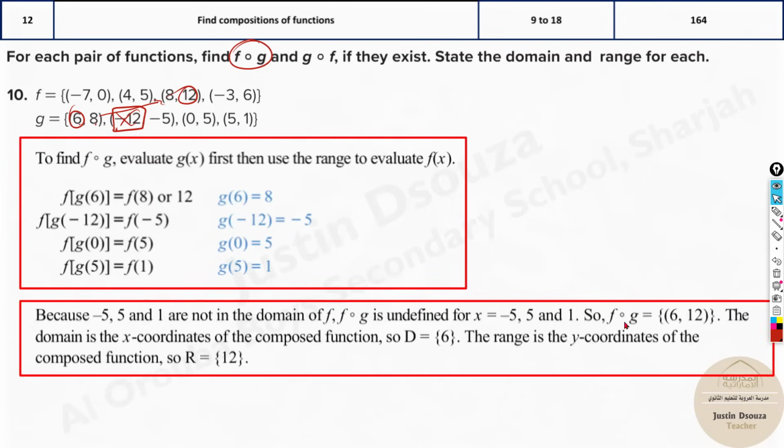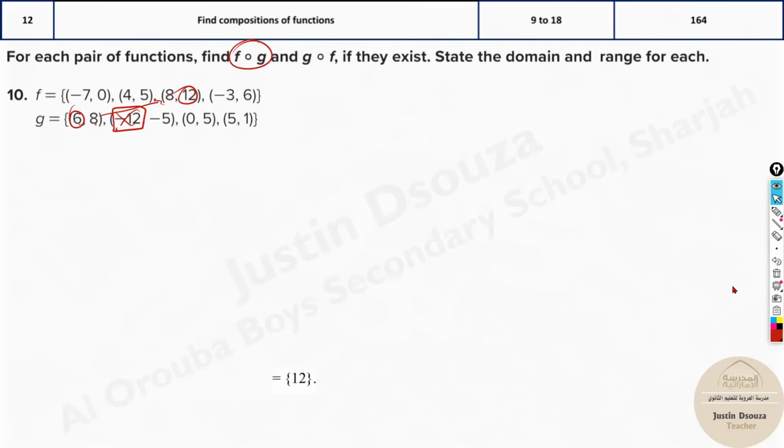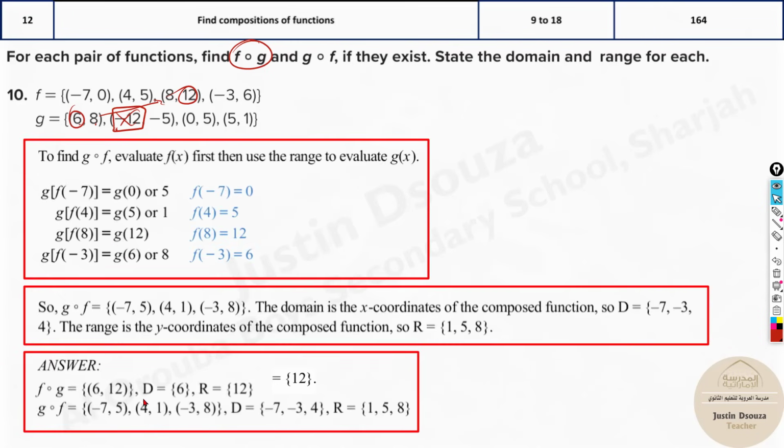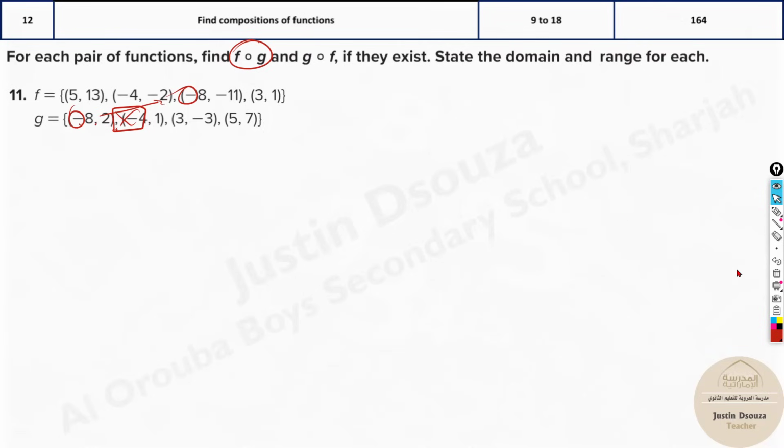See, where is the coordinate? 6 and 12. X value or domain is 6. Domain is always the x-axis. Range is the y-axis. That's 12. Now what about the next one? Over here also the same method, but you have lots of values. So this is it. And what about the next problem? Same thing. You can go with the table.